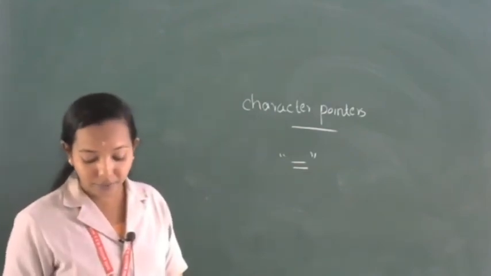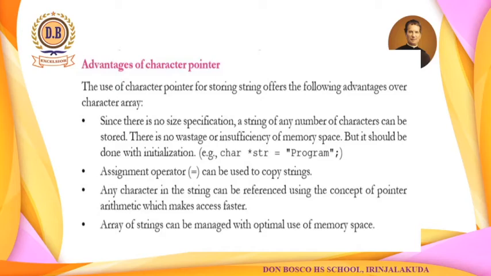The first point, or the first reason, is the advantages of character pointers. So please look at the advantages of character pointers. What is the first advantage? Since there is no size specification, a string of any number of characters can be stored. That means we can easily add any number of strings. There is no size specification. Then the assignment operator can be used for comparing two strings. Then any character in the string can be referenced using the concept of pointers. Then an array of strings is also possible. So these all are the specialities of character pointers.